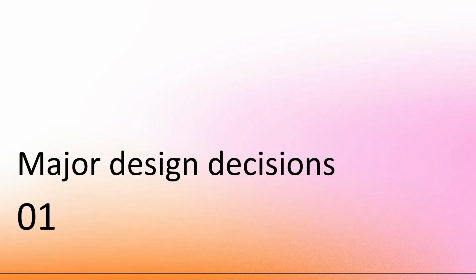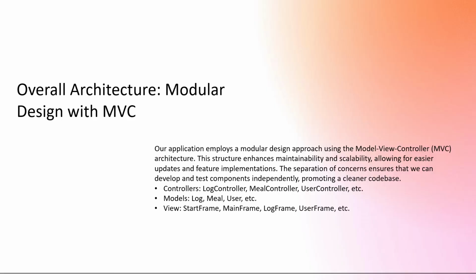So first, we'll talk about our major design decisions. We use model view controller for our overall architecture to ensure maintainability and scalability, which allows easier updates and feature implementations. And the separation of concerns ensures that we can develop and test components independently, promoting a cleaner code base. For controllers, we have log controller, mule controller, and so on. For models, we have mule, user. For view, we have the start frame, the main frame, and so on.